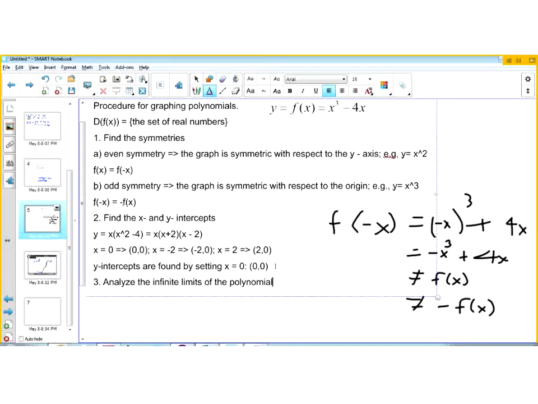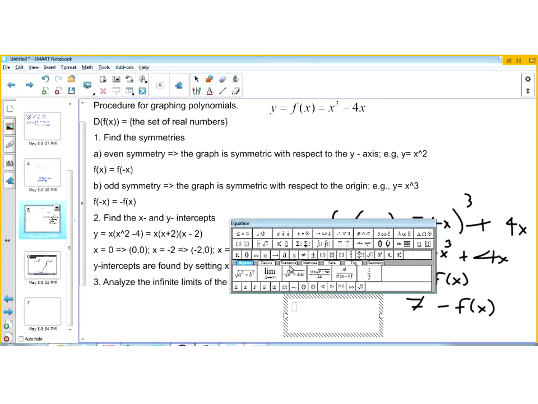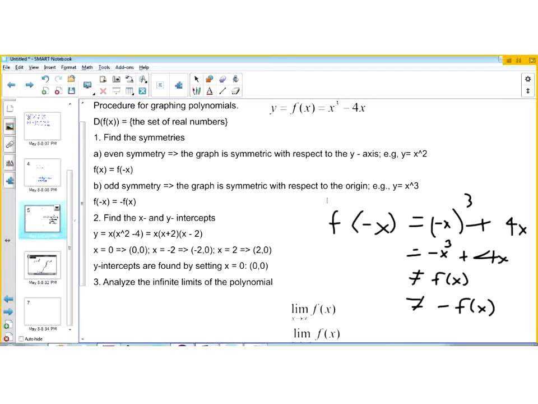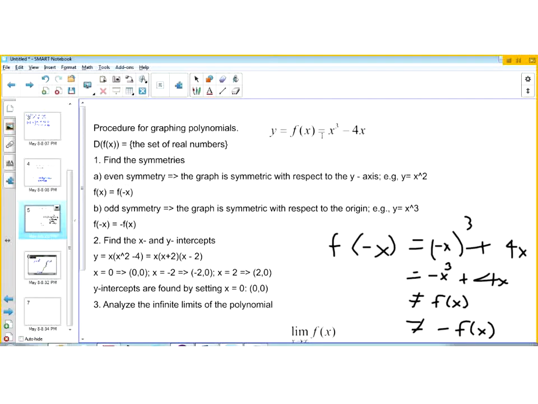of the polynomial. By this I mean, what happens as x goes toward positive infinity, what will the output be? What happens as x goes toward negative infinity, what will the output be? So it's going to look something like this. The limit as x approaches infinity of f of x. Okay, so we want to know this. And another thing we want to know is the limit as x approaches minus infinity of f of x. So we want answers to these 2 questions.